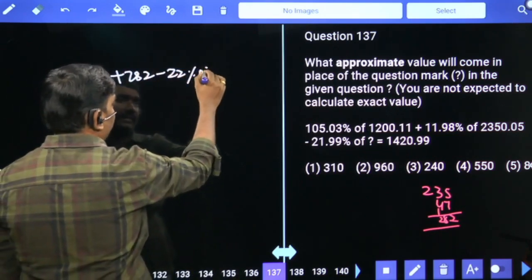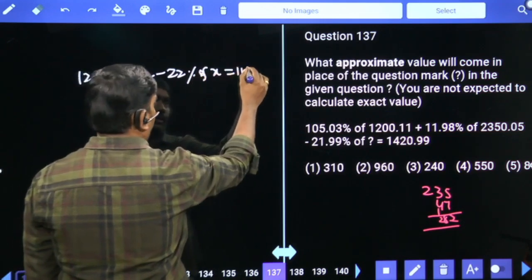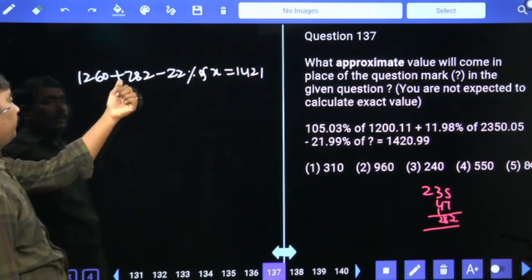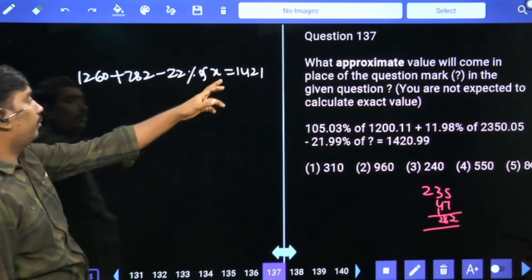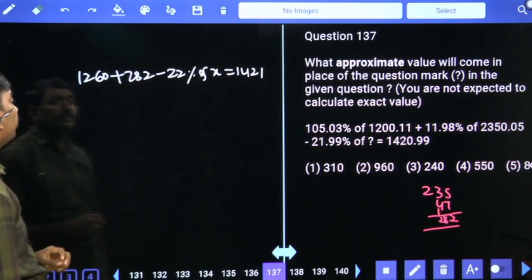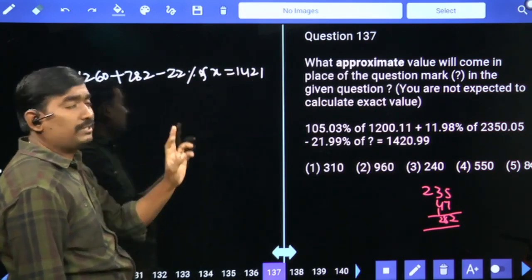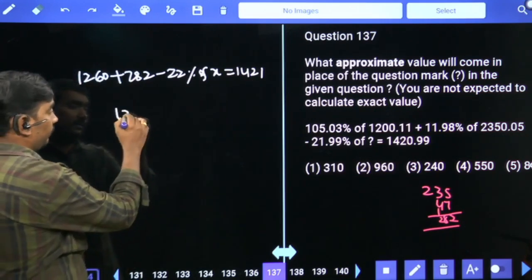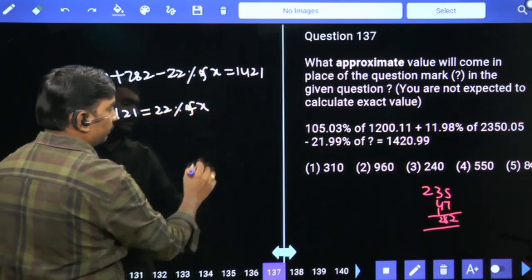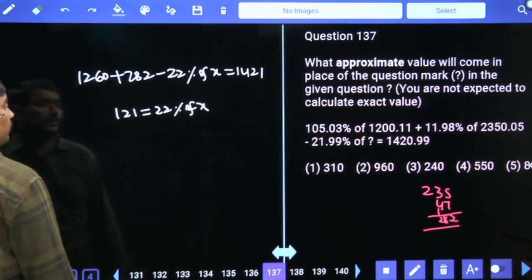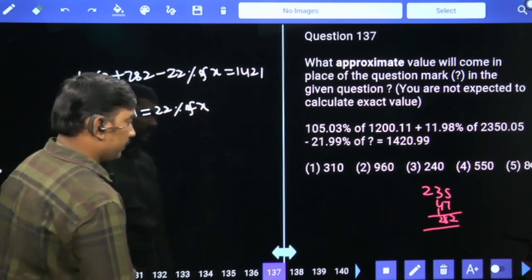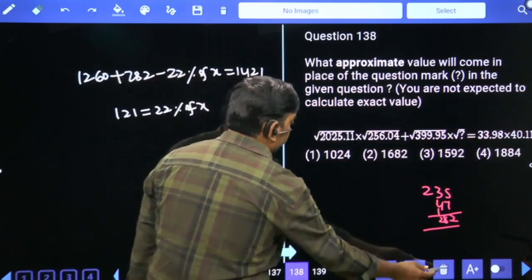22% of X is equal to 1421. 1200 plus 200, 1400, 1400 gets cancelled. 60 plus 82, 142 minus 21 means 121 is equal to 22% of X. So approximately 22 times 5 is 550, approximately X value 550.